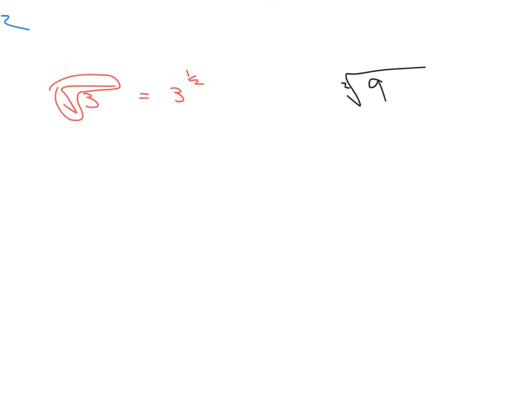Which means what number times itself twice will give you 9, and that will be plus or minus 3. The primary root would be the positive 3, and so we'll stick with that, at least at this point. But that number 2 is called an index, okay? And the 9 is the root. So the index is 2.